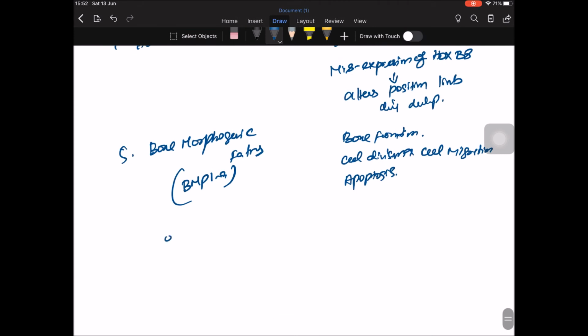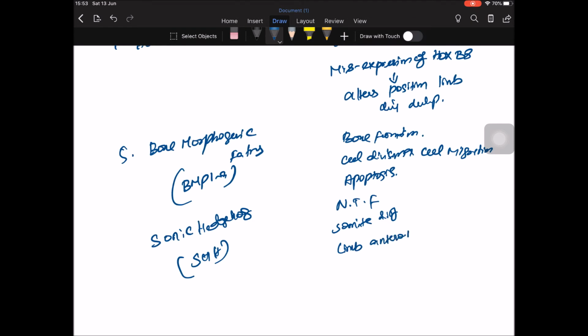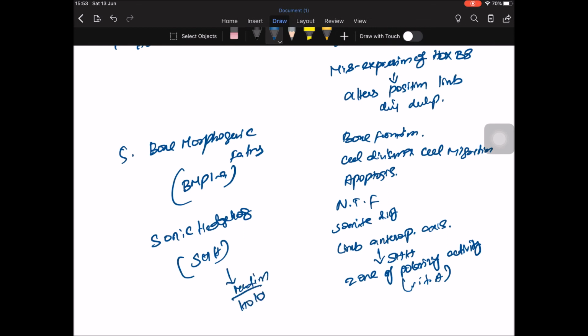Also one more, which is sonic hedgehog, SHH, which helps in neural tube formation and somite differentiation. It organizes the limb in the anterior posterior axis due to expression of the SHH gene from the zone of polarizing activity through vitamin A production. Also, mutation of this gene leads to holoprosencephaly.